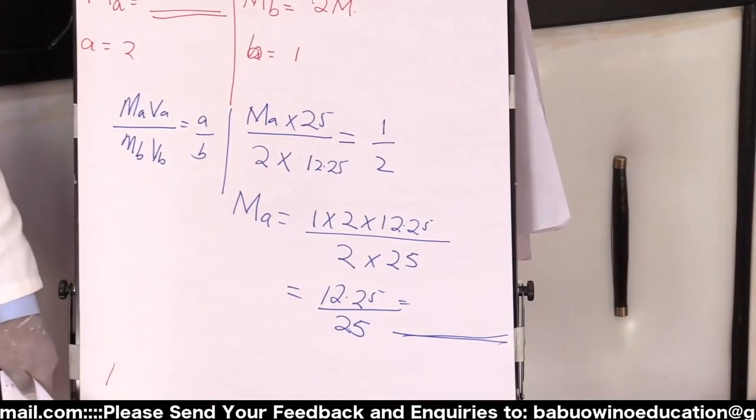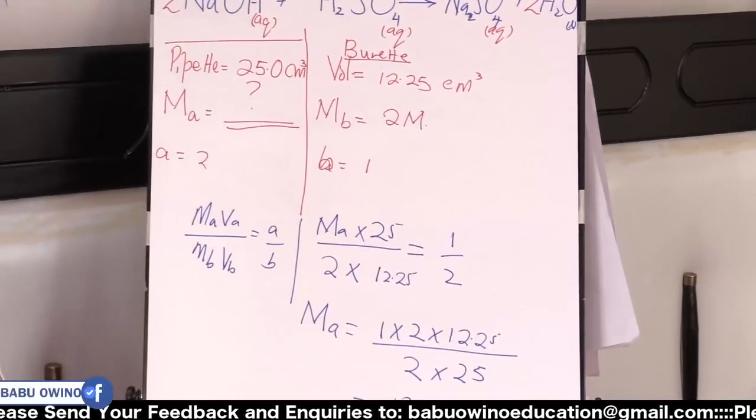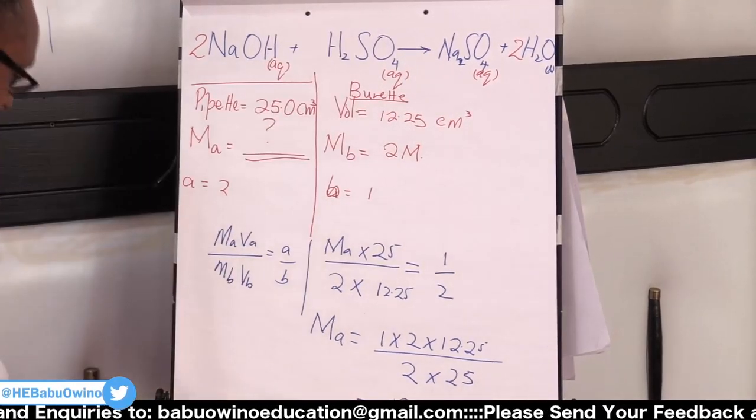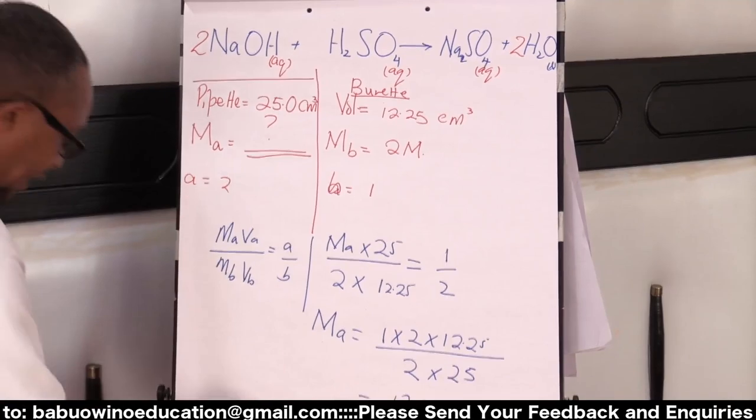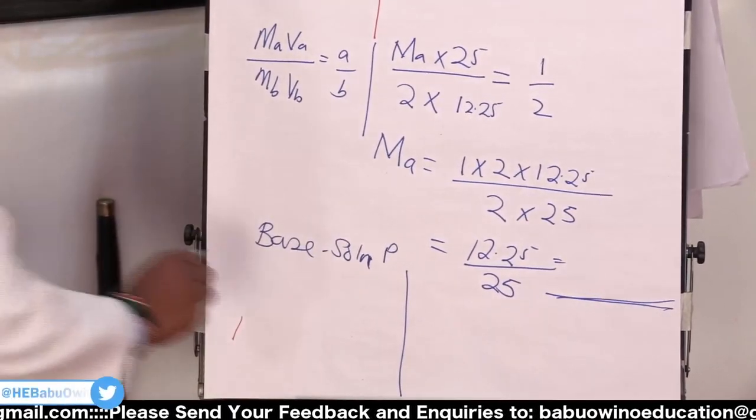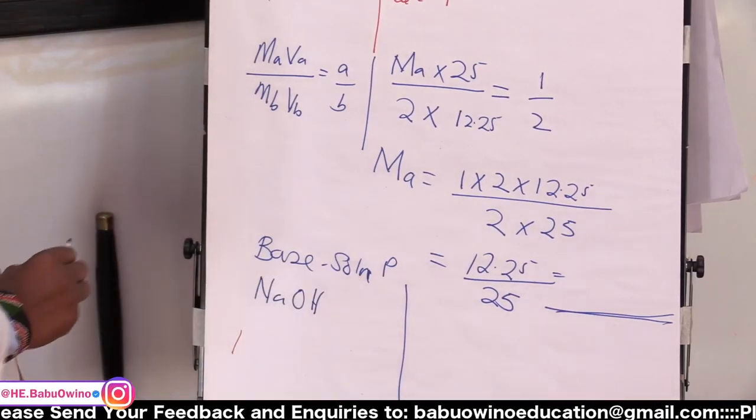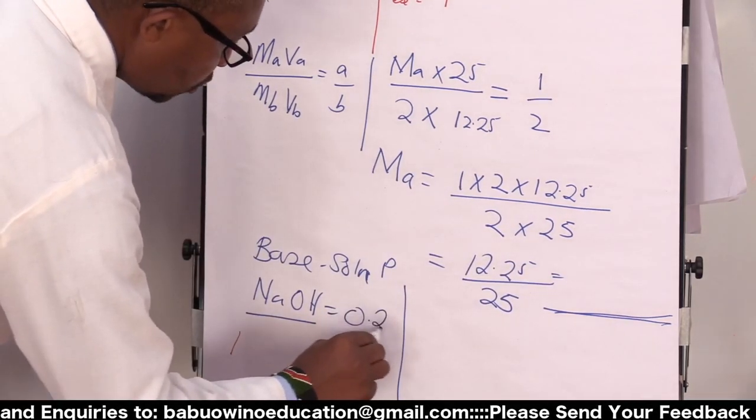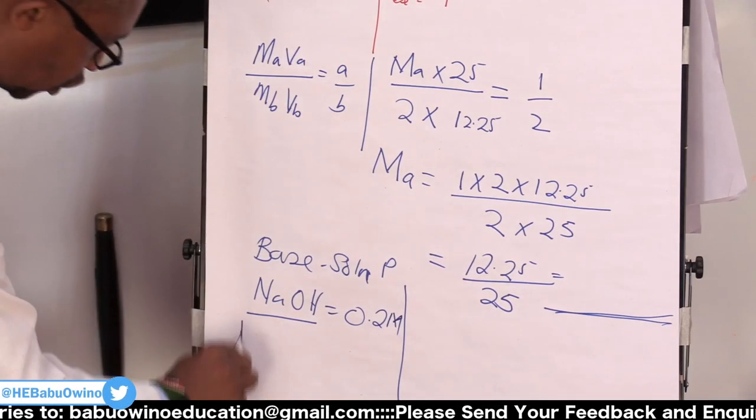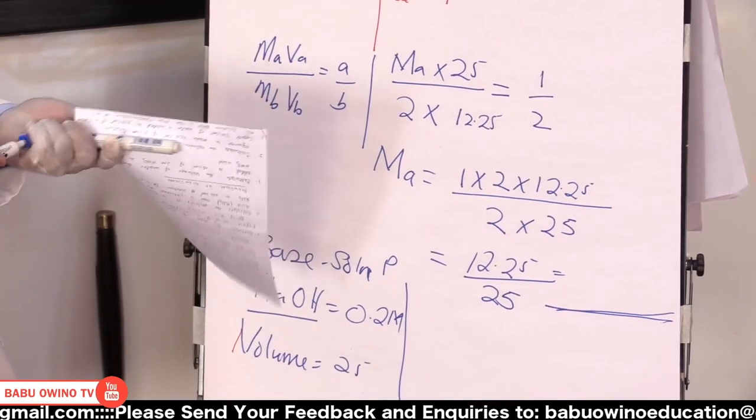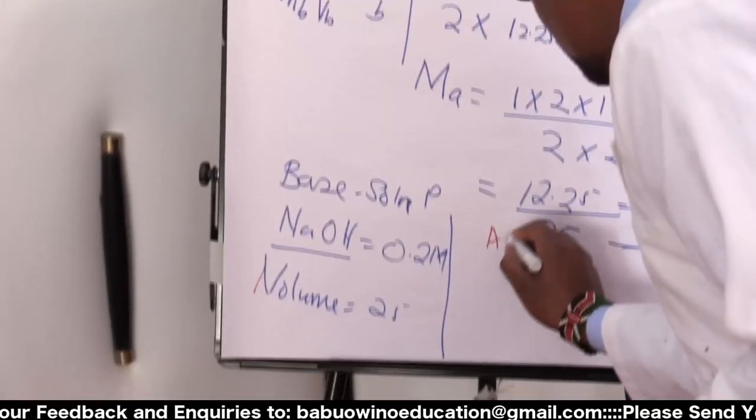Now, next in our course is that you can be asked very many things by the examiner. The exercise remains the same. The examiner may choose not to give you the acid. So the examiner may tell you, you are reacting a base, and this is solution P, which is sodium hydroxide, and whose molarity is given, say here 0.2 molar, and the volume from the pipette is 25, then you've been given a dibasic acid. The acid could not be named. You are given this is an acid, solution Q.